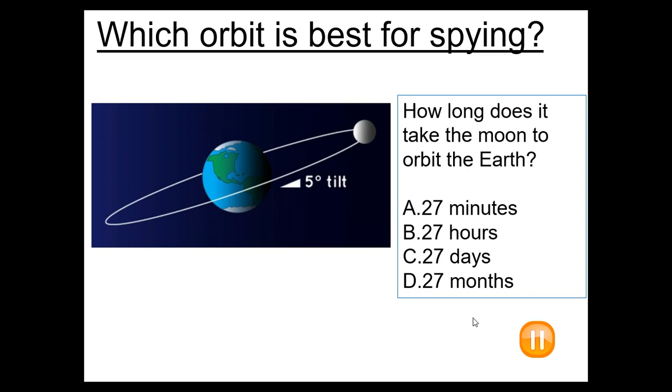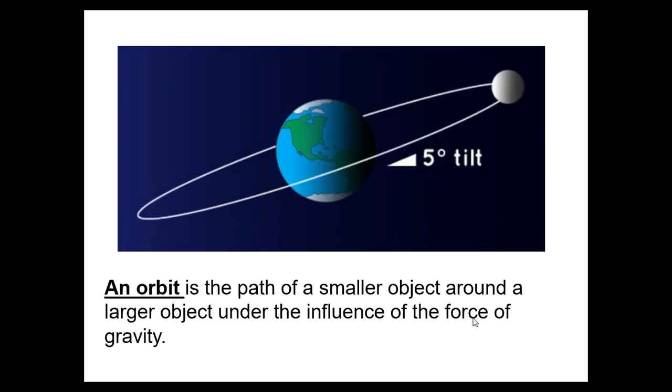And for a starter question, can you tell me how long does it take the moon to make one complete orbit of the Earth? Is it 27 minutes, hours, days, or months? So pause the video. Okay, so a complete orbit of the Earth, the moon ends up back where it started from 27 days later. Okay, so let's just talk about that in a bit more detail.